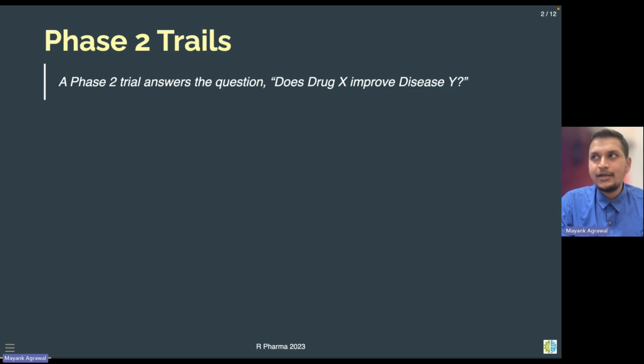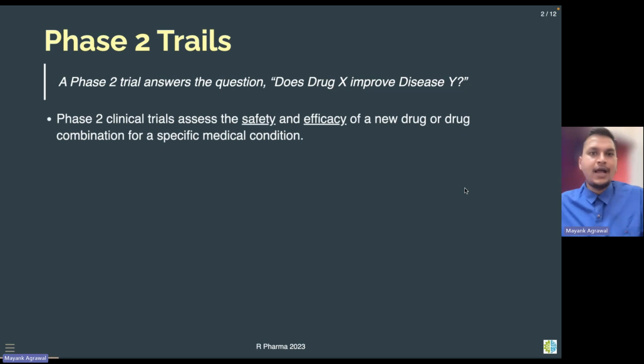Phase 2 trials answer the question, does drug X improve disease Y? Basically, what quantity of drug X works better on disease Y? Is it 1 mg? Is it 2 mg? Is it 3 mg? Or what is the quantity? Or does drug X work better on disease Y when taken once or twice or thrice a day?